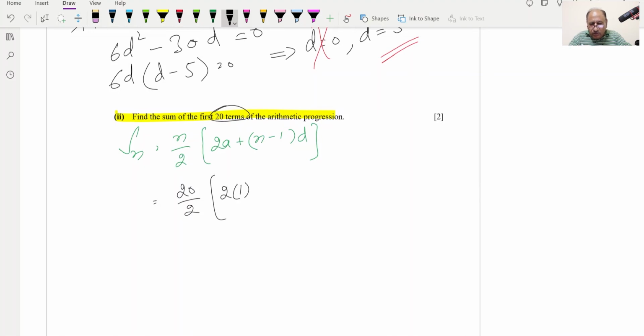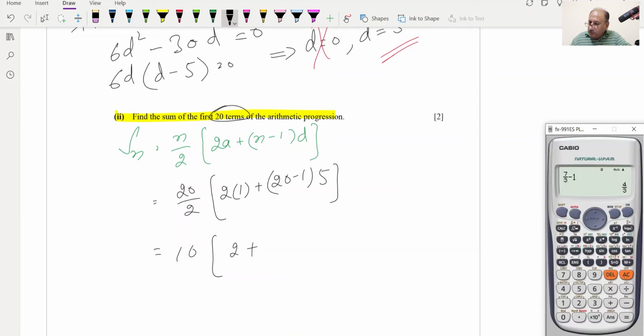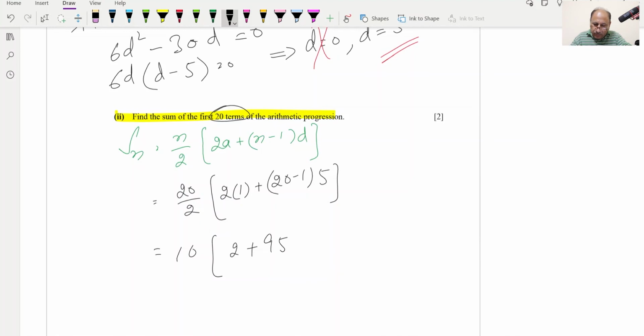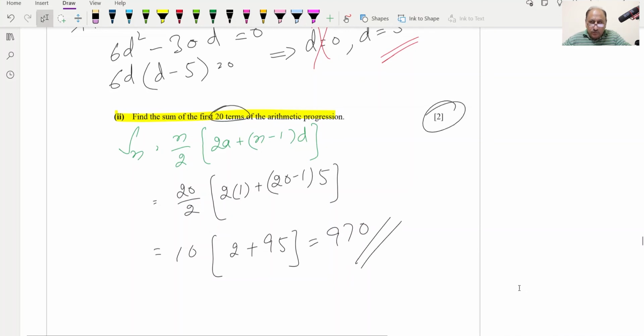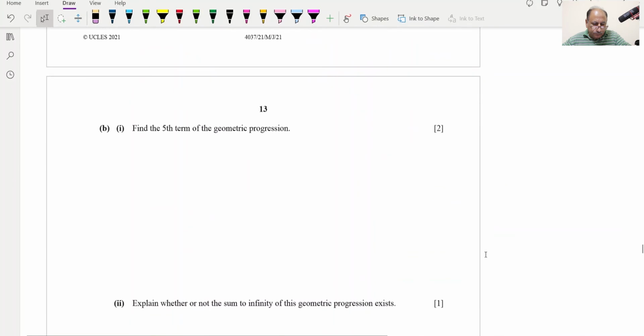A value is 1 plus n is 20, so 20 minus 1 into d value is 5, which we just found in the previous part, and this will be 10, and this will be 2 plus 19 into 5. So 19 multiplied by 5 will be 95, bracket close, and 97 into 10 will be 970. So 970 will be the final answer, and this was a 2-mark question which we are done with.